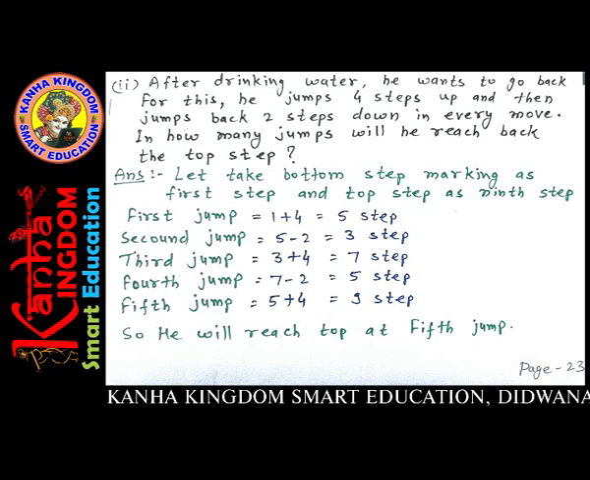So in calculation, at the first jump 1 plus 4 is equal to 5. In the second jump 5 minus 2 is equal to 3. In the third jump 3 plus 4 is equal to 7. In the fourth jump 7 minus 2 is equal to 5. In the fifth jump 5 plus 4 is equal to 9, at the top step. So he will reach the top at the fifth jump.